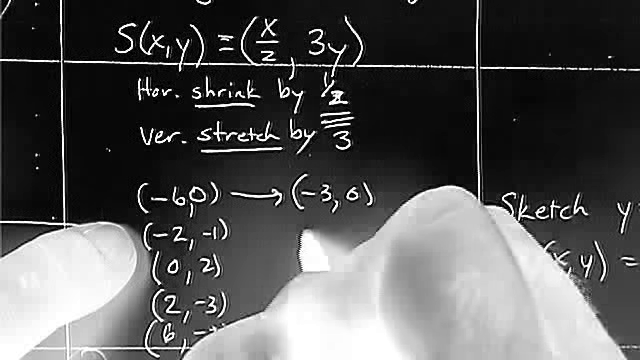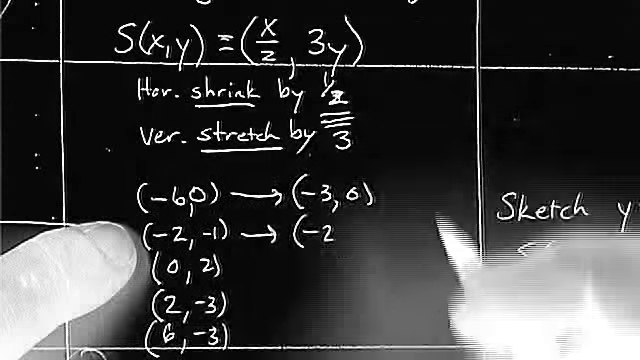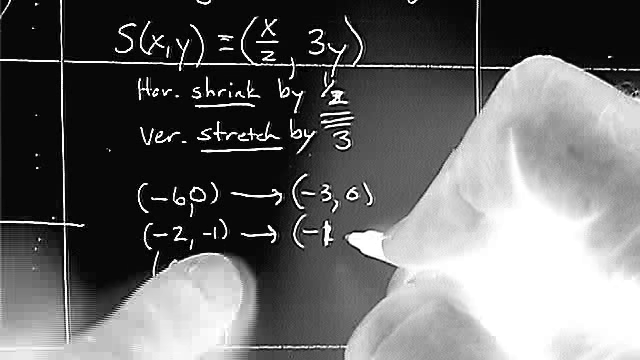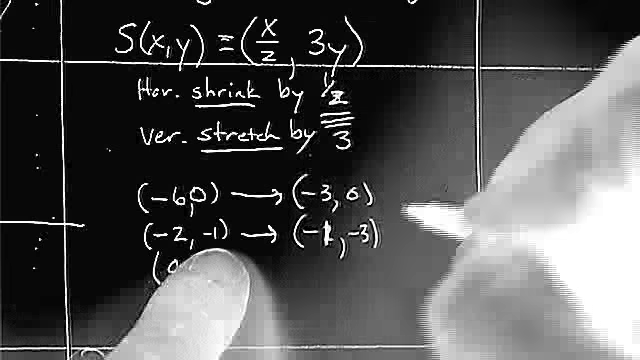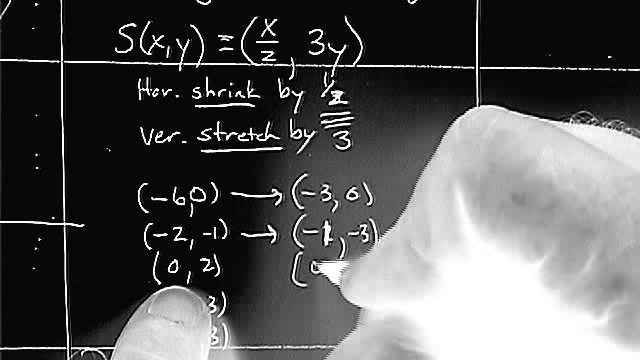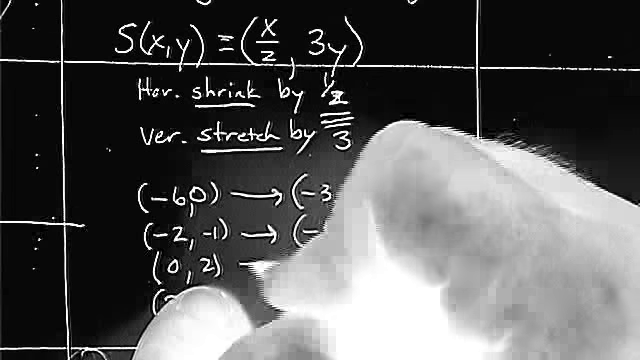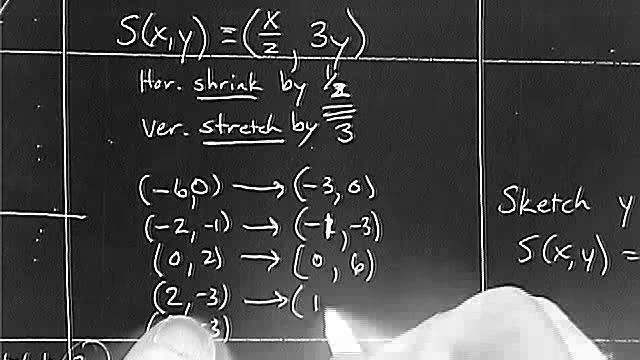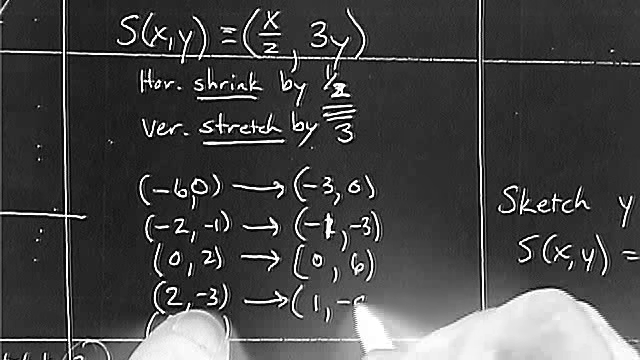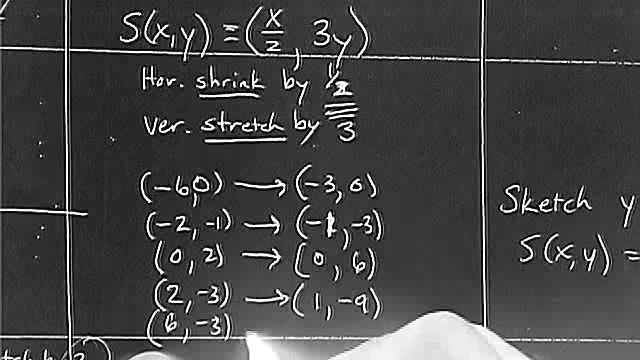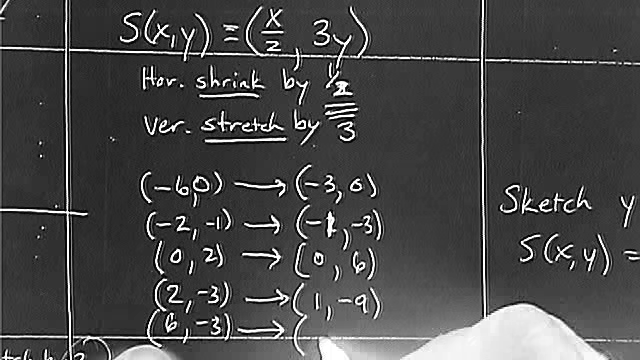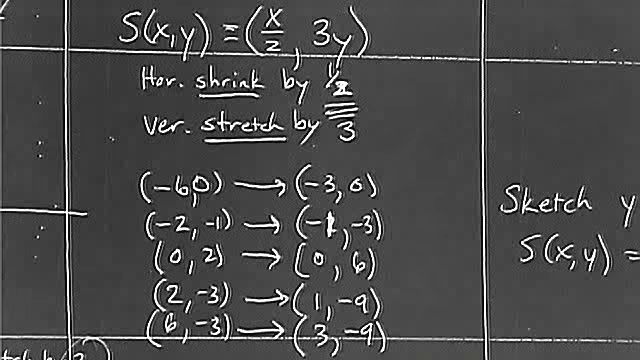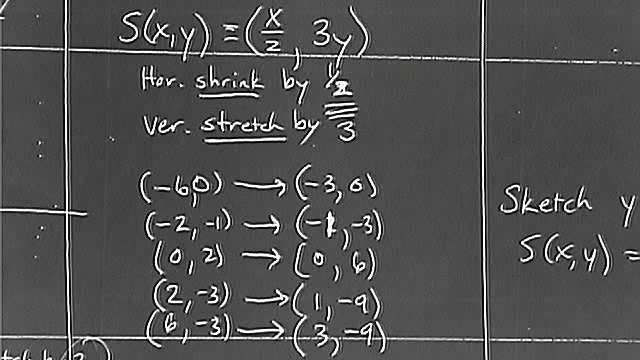This point would become negative 2, negative 1, which cutting it in half, and tripling the y value, which would be negative 3. Cutting it in half, tripling the y value. Cutting that in half, and tripling the y value. Cutting that in half, and tripling the y value. Okay, just following the logic of the scale change rule.